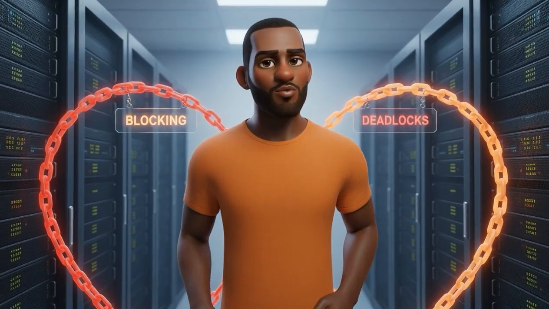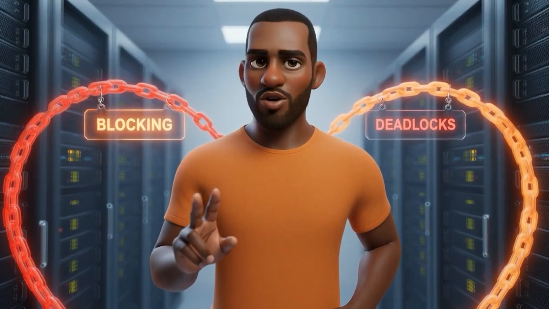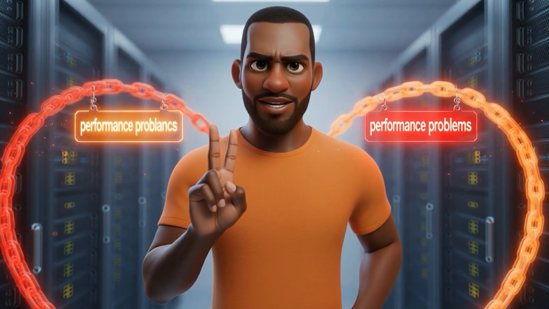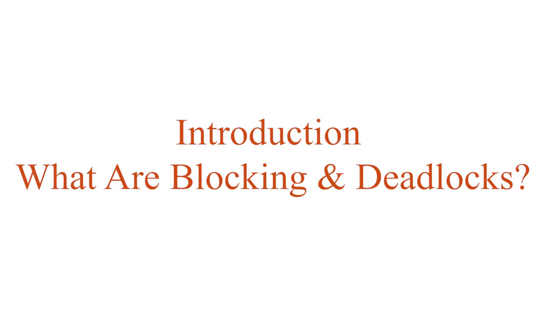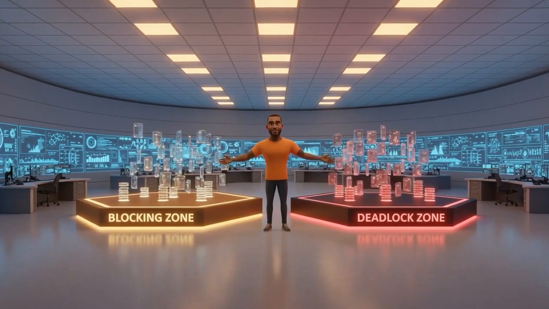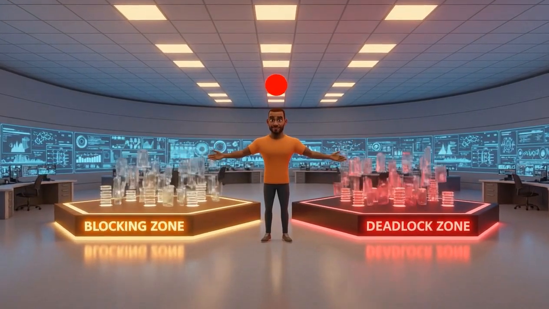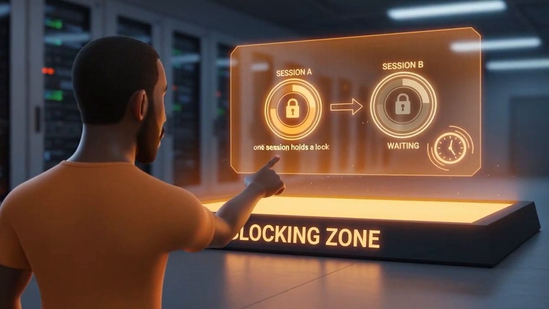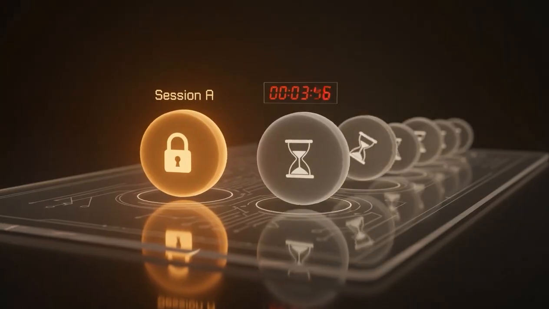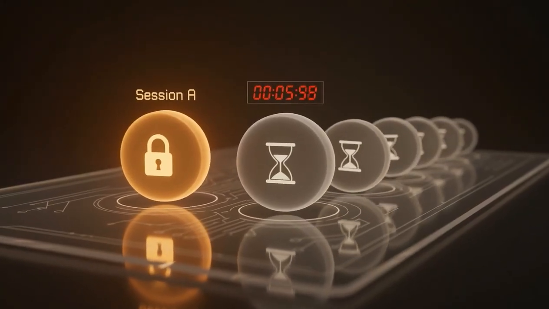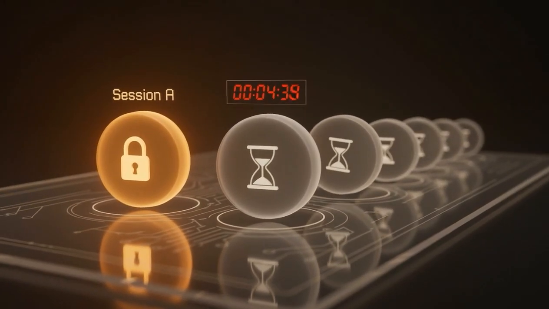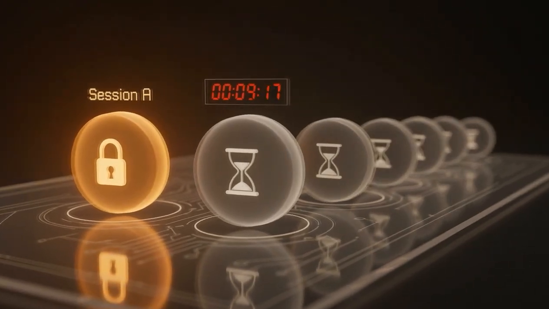Today we're tackling two of the most disruptive SQL Server performance problems, blocking and deadlocks. Blocking and deadlocks are among the most common issues DBAs get called to fix urgently. Blocking happens when one session holds a lock and another session waits for it, sometimes for seconds, sometimes for minutes, causing cascading delays across the entire application.